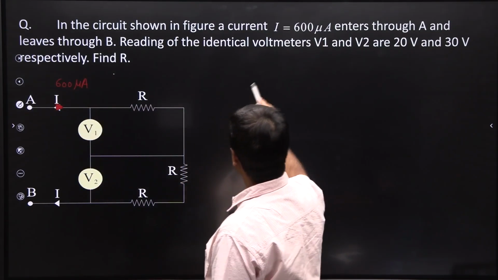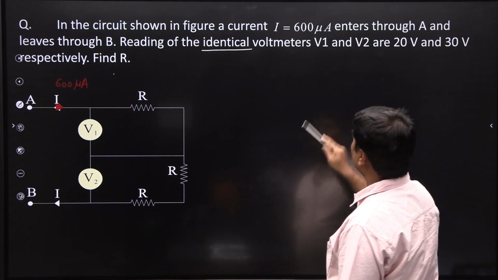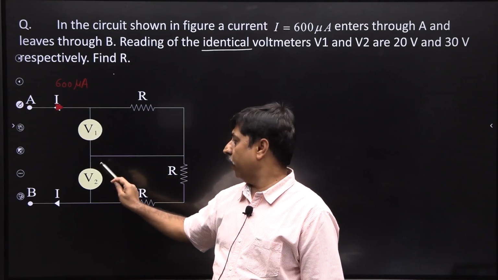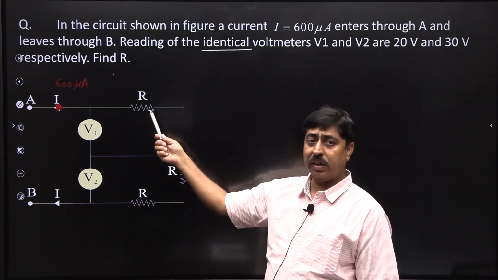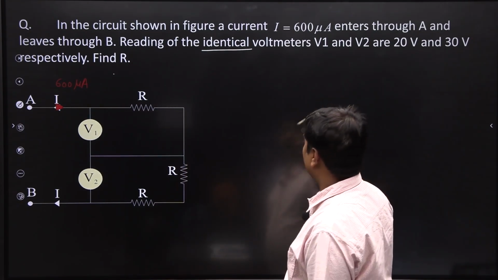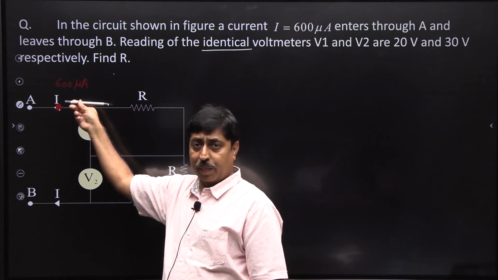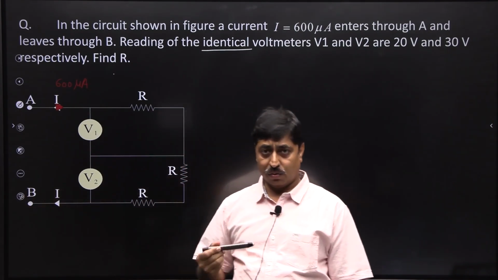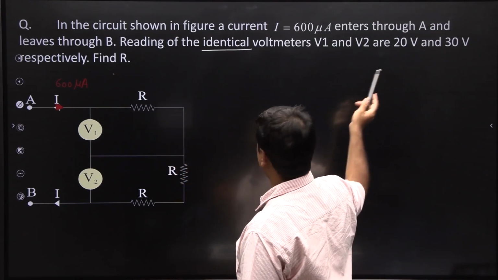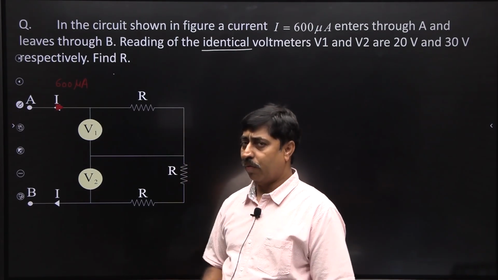Okay. Reading of the identical voltmeters, very important. Reading of the identical voltmeters V1 and V2 are 20 volt and 30 volt. Resistance here is R, here also it is R, here also it is R. You have to find the value of resistance R. 600 microampere current enters into the circuit from terminal A, it exits the circuit through terminal B, and reading of this particular voltmeter V1 is 20 volt, reading of V2 is 30 volt, and you have to find the value of R.